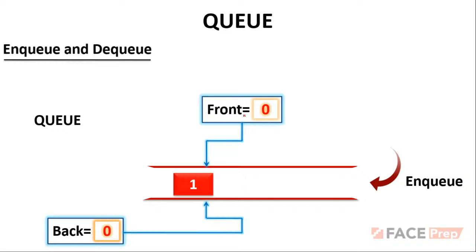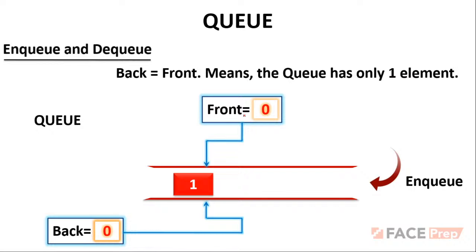Now let's try to insert the remaining elements. And before this, we should know one condition. When the value of front and back are equal, other than -1, I'll repeat, when the value of front and back both are equal other than -1, it states that the queue has exactly one element. Now let's try to insert another element inside my queue.